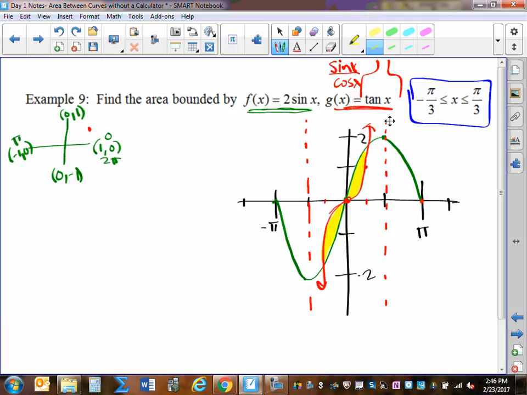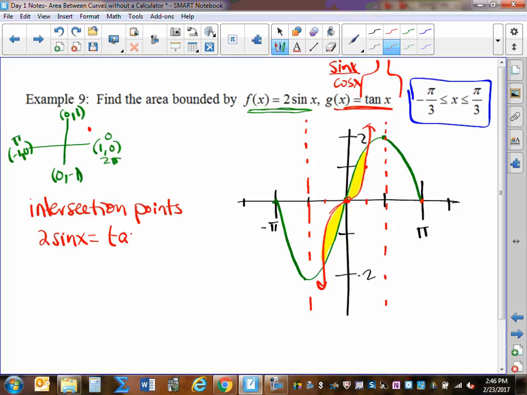Oh wait though, didn't they say only from negative pi over 3 to pi over 3? Do we actually have a little sliver beyond there? Is it before there? Let's see. Our intersection points are where they're equal to each other, where they cross each other, so it's where f of x equals g of x. So our intersection is really when 2 sine of x equals tangent of x.